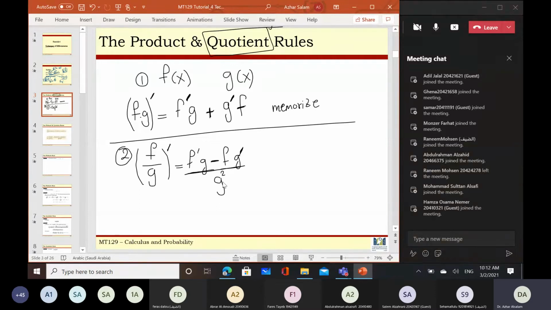Notice here, this g is not differentiated. It is just the same function g, but squared. Also this, try to memorize. This rule is for memorizing. Now we will apply these two rules using some examples.